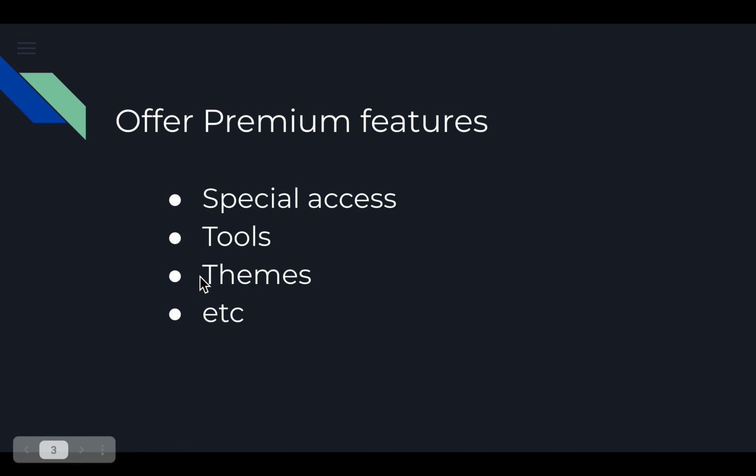So the first technique is offering premium features. That could be special access, tools, themes. Imagine a basic video editing app. You can go there, you can change the sound in your video. What if you want to apply a black and white effect to the video? That could be offered among the premium features of the app. So you can lock those features into the premium features. So that's what I mean by offering premium features.